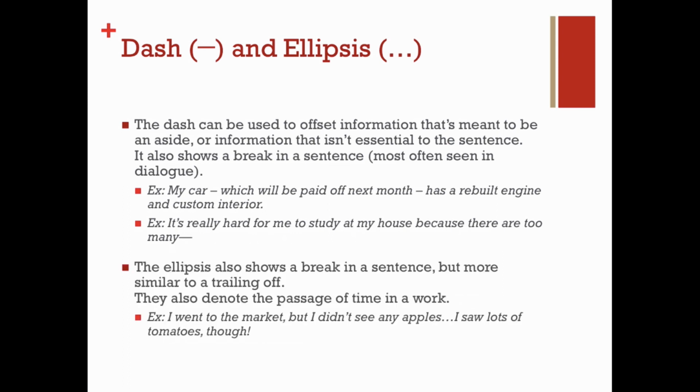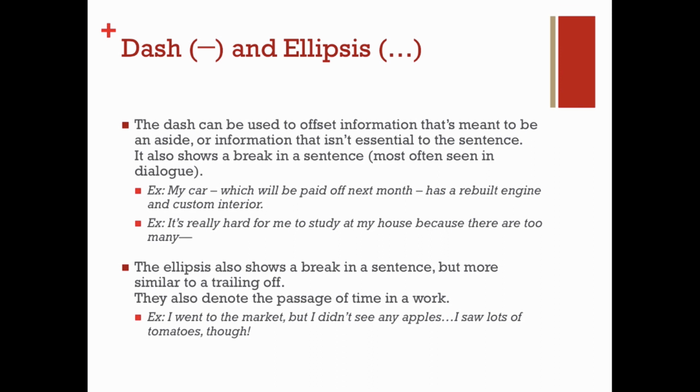The ellipsis, or the dot dot dot, is also used to show a break in a sentence, but this one is more similar to if you were trailing off. Using the ellipsis in your writing can also show the passage of time. This is usually when you end a paragraph, you have a couple of spaces, you have an ellipsis, and then you have a couple more spaces, and then you start your next paragraph. Usually that signifies that some kind of time has passed.